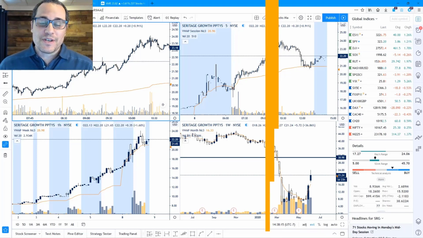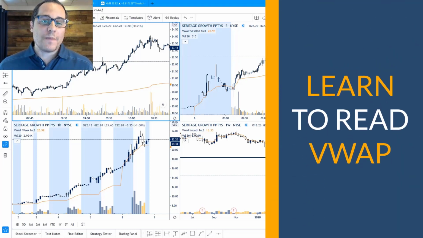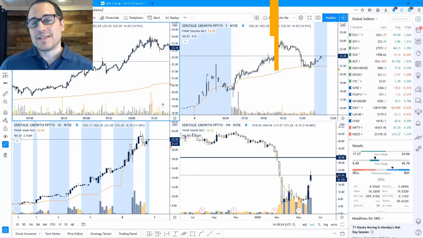The other technical skill you're going to have to learn is how to read VWAP. VWAP stands for volume weighted average price. And basically you can use it as a filter to find really good day trade setups, kind of understand, hey, is the overall market bullish or bearish, and find particular locations where you can find these good day trading setups.